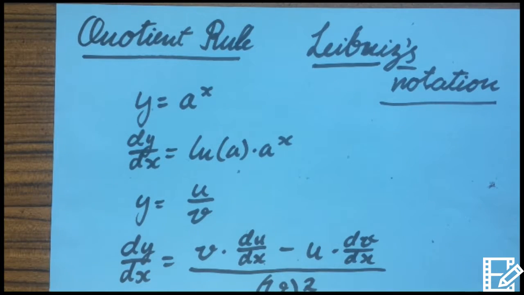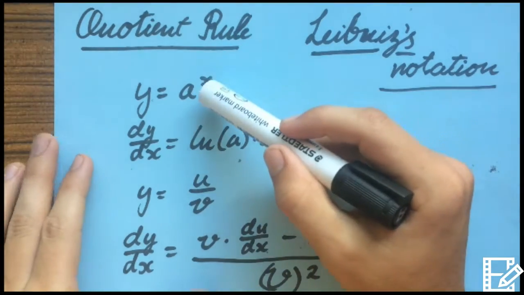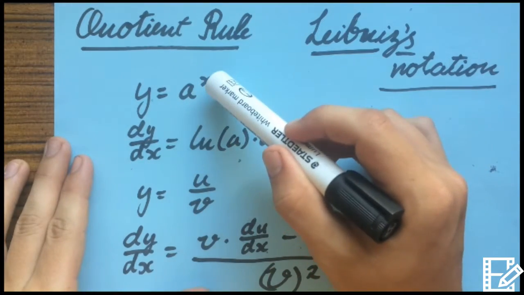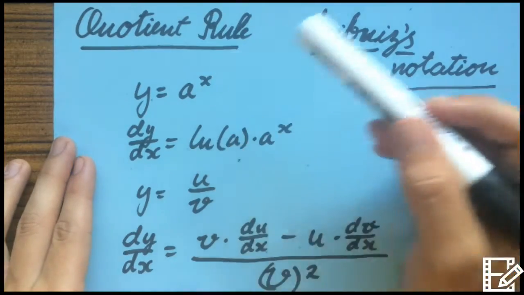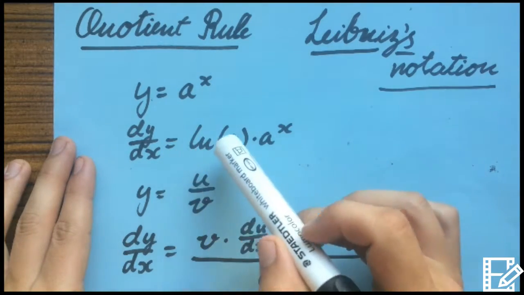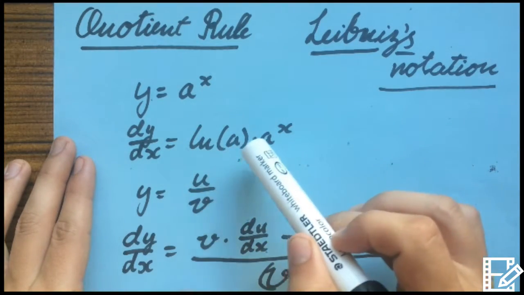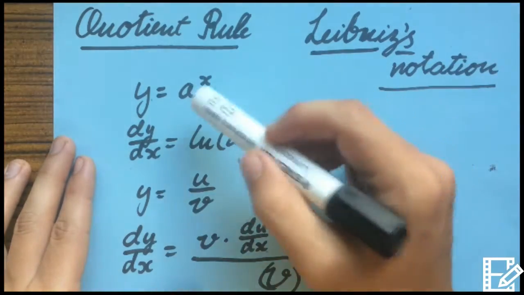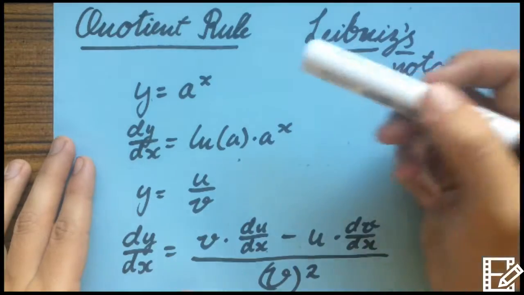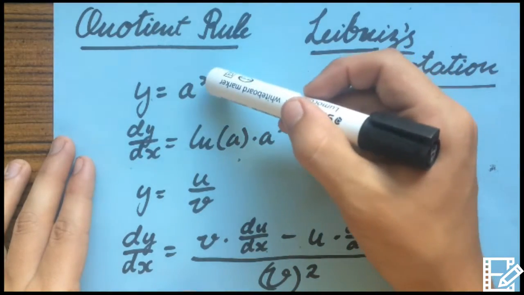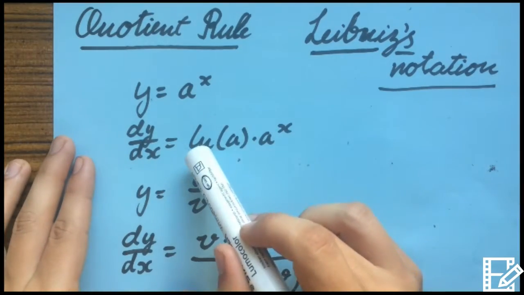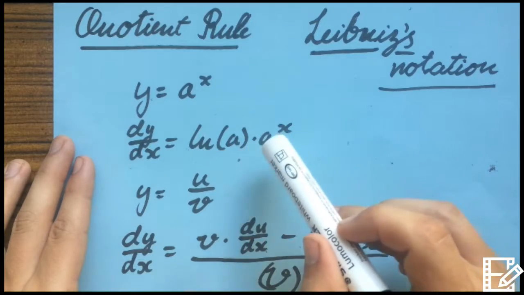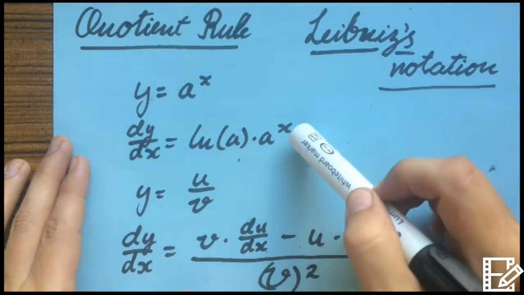Derivatives with exponentials, quotient rule, Leibniz's notation. So, here we have a to the power of x, a function, and when we want to derive that function, we get ln of a multiplied by a to the power of x. Think of a as just a number. So, if you had 7 to the power of x, the derivative would be ln of 7 multiplied by 7 to the power of x.